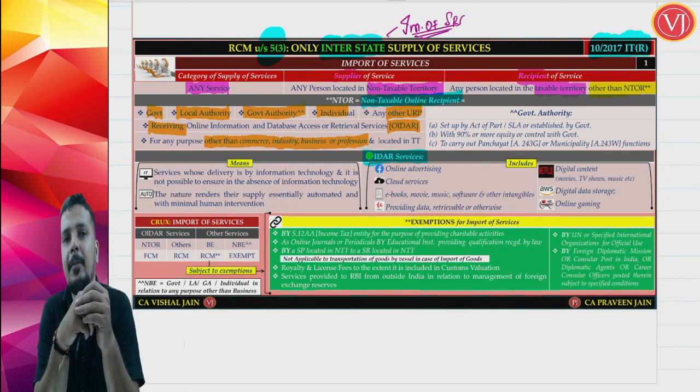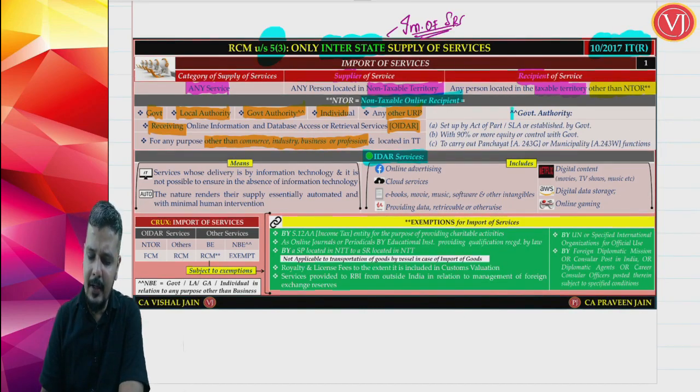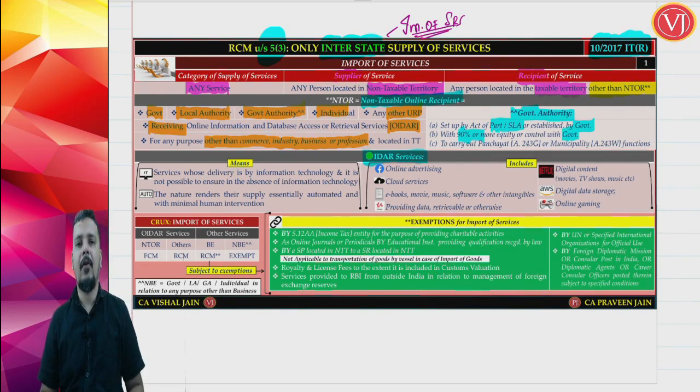For personal use, what type of services? OIDAR services. Now what is a governmental authority here? Governmental authority, friends, means a body or an authority set up by an Act of Parliament or state legislature, or established by government, where 90% or more equity or control is with government. And what is the purpose of these bodies? They are formed for panchayat related functions, Article 243G, and municipality related functions, Article 243W.